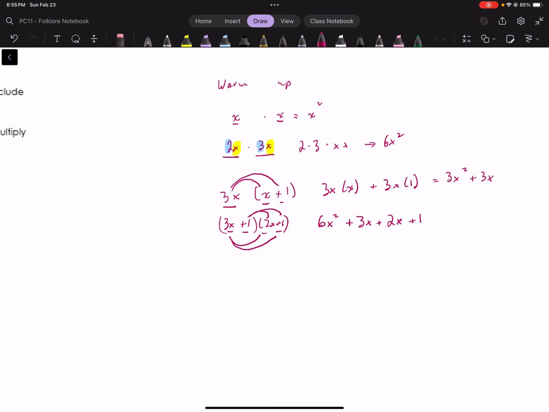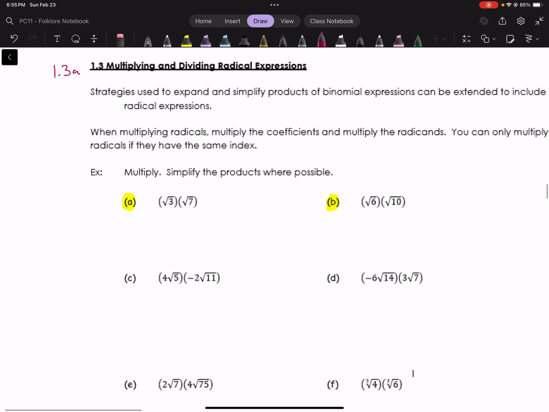So there it is. I sort of expand it, and I ask myself, is there anything that's like? And sure enough, I noticed that these two terms are like. So I would rewrite this as 6x squared plus 5x plus 1. But it's the patterns that are important. And it's also just sort of understanding that we multiply the coefficients in polynomials. Well, the same thing can be said for radicals. But the way that we multiply the radicals might appear a little bit different.